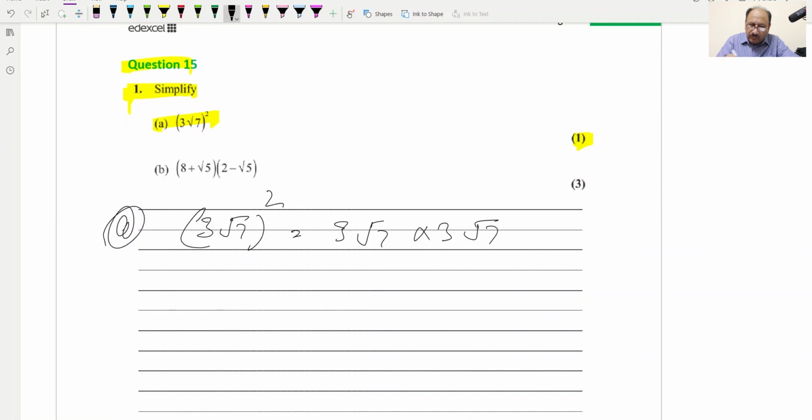So what I will do, I will copy the question, and then I will write 3 under root 7 into 3 under root 7, and this will be equal to 9 under root 7 squared, and this square and root will be cancelled, and this will be equal to 63, since 7 into 9 is 63. So this is our final answer. This is for 1 mark.